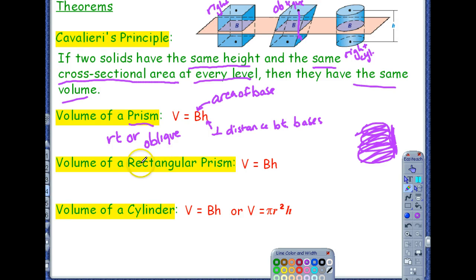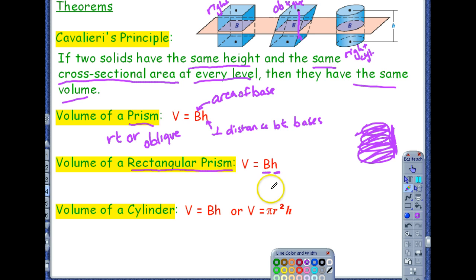All right, so that is our volume of a prism. Nice, easy formula. Compared to surface area, a lot of people love volumes. It's only two unknowns, basically. Right. Volume of a rectangular prism, same thing. Area of the base times the height. How you find that base area will depend on what shape we're talking about.